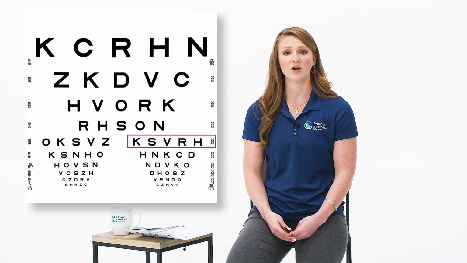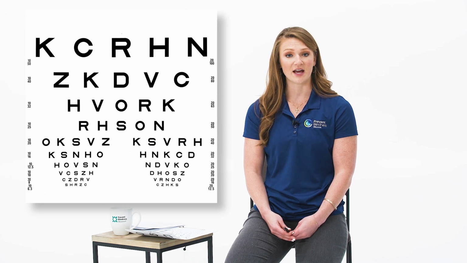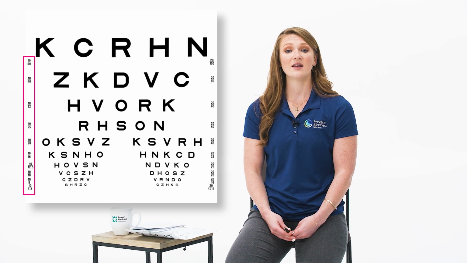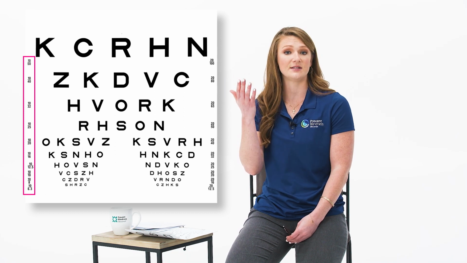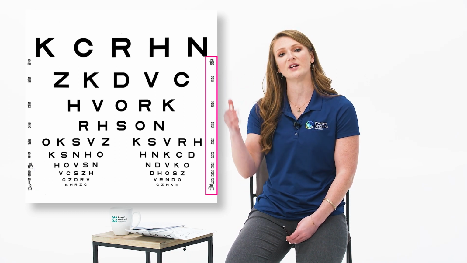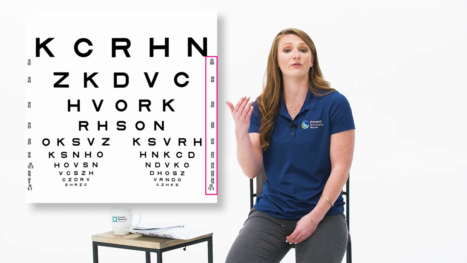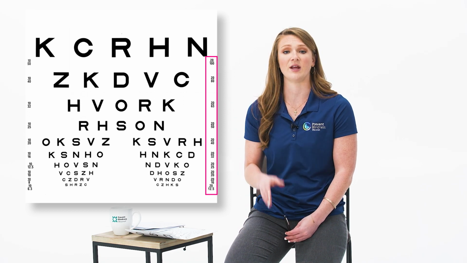On the wall chart, the 20/40 line is labeled on the right-hand side of the chart. On the other side of the chart, you will see that the acuity scores are labeled as, for example, 10/100, 10/60. We always want to record what is on the right side, which is 20/40, 20/63.